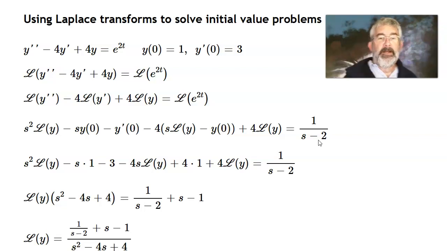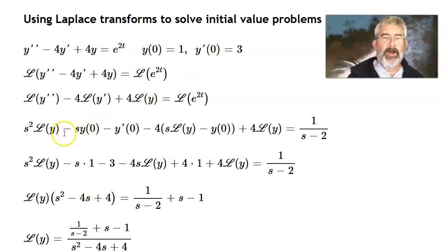That's good. I'm going to distribute the minus 4 through here and then gather up all the terms. So what's my next step? I distributed the 4 through. I also plugged in some things I know, right? I know what y evaluated at 0 is. That's one of my initial conditions. It's 1. I know what y prime evaluated at 0 is. That's another initial condition. It's 3.